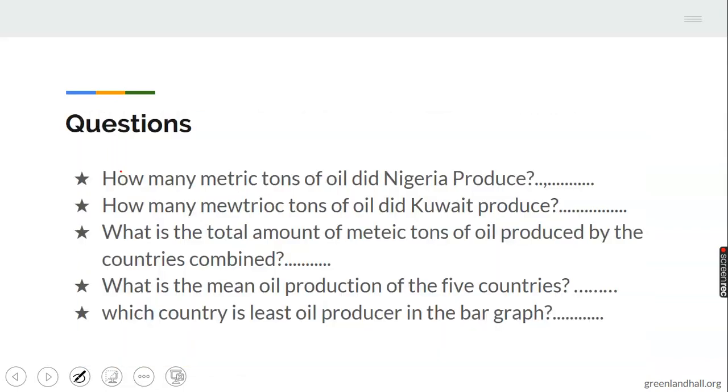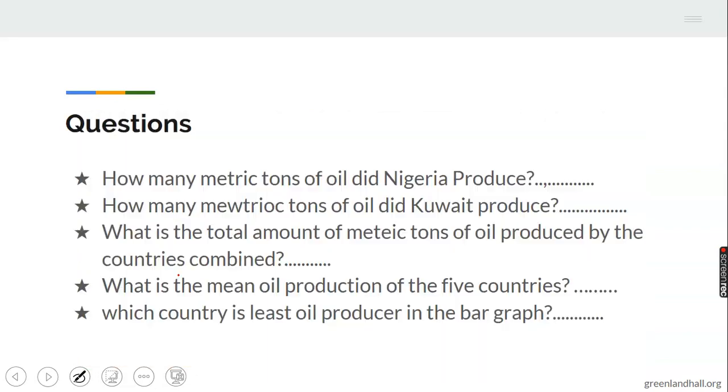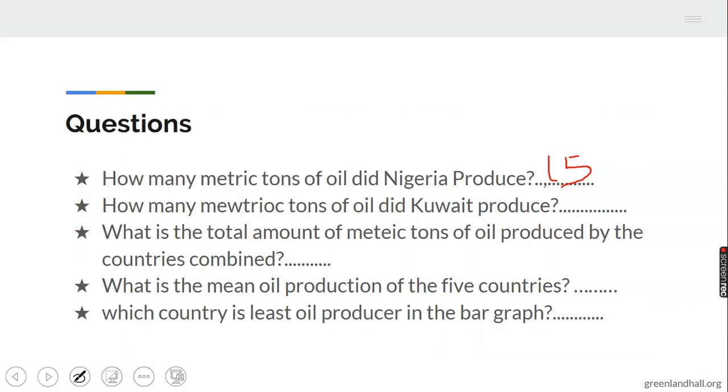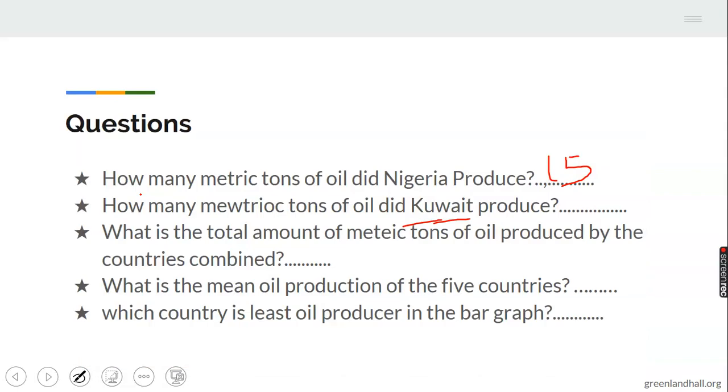The first question says, how many metric tons of oil did Nigeria produce? We go back and find Nigeria. We have 10 here, and in between 10 and 20 we have 15. So Nigeria produced 15 metric tons of oil. Let's go to the next question: how many metric tons of oil did Kuwait produce? We go back and look for Kuwait. We go up and see Kuwait produced 50 metric tons of oil.